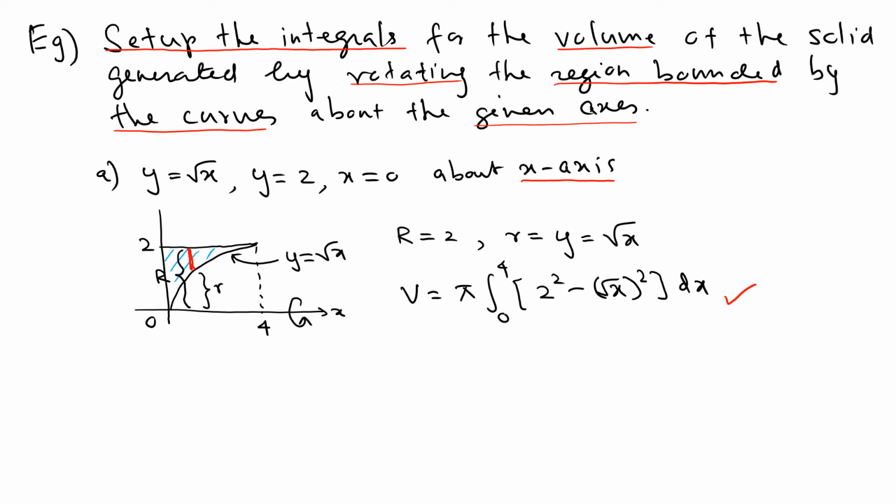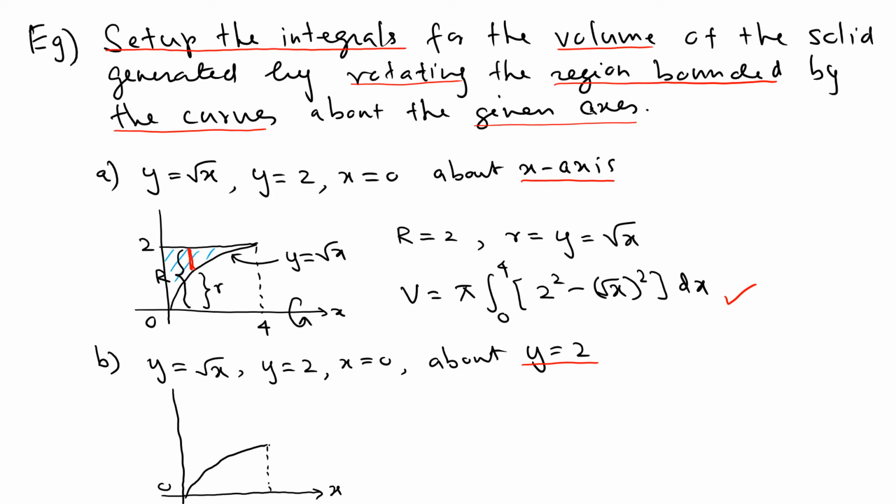Okay, so next to this one, you can see it's the same region, y equals square root x, y equals 2, x equals 0, but now about the y equals 2 axis. So let's graph the situation. The axis is this one. So this is the y equals 2 axis. What happens is it's going to reflect to the other side like this.